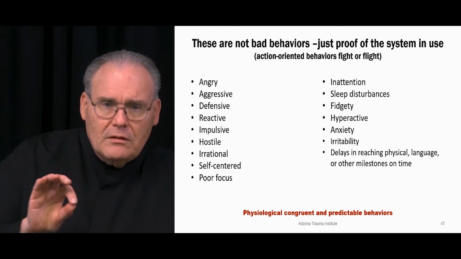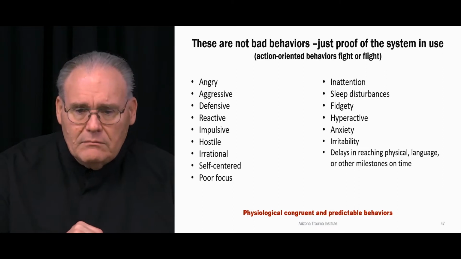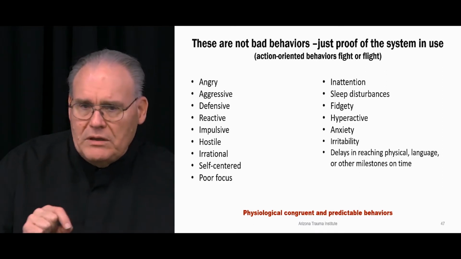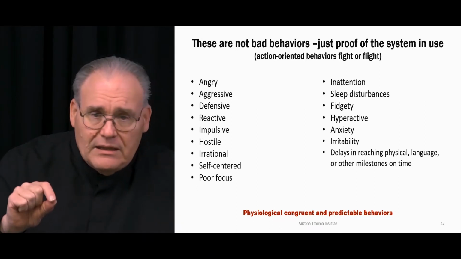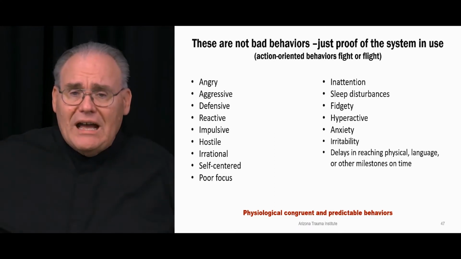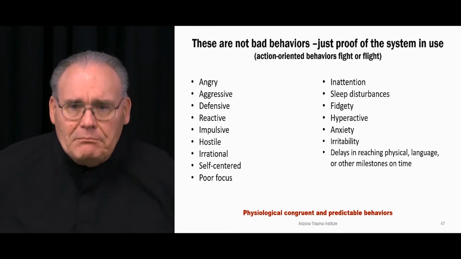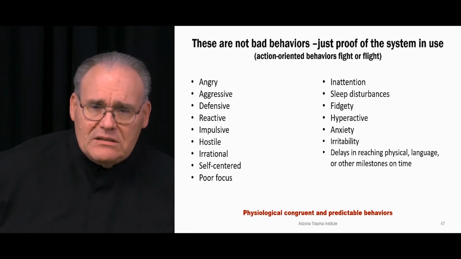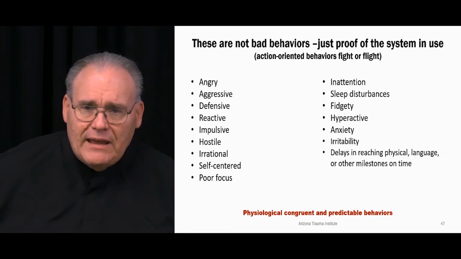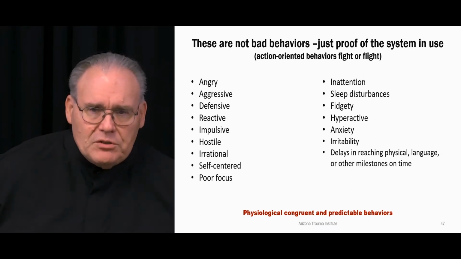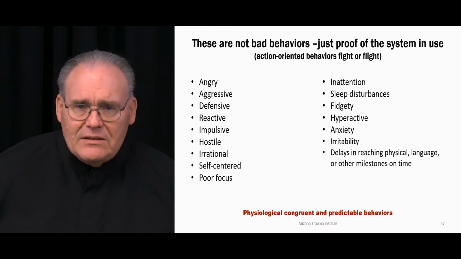Now, being around somebody that's angry is socially uncomfortable, and it makes it difficult to be in a social relationship with them. It can be offensive. Same with them being irrational or hostile. But it does not make it bad behavior. Bad behavior is volitional behavior, behavior that people are engaging in on purpose. This is not volitional behavior. This is biologically driven behavior.